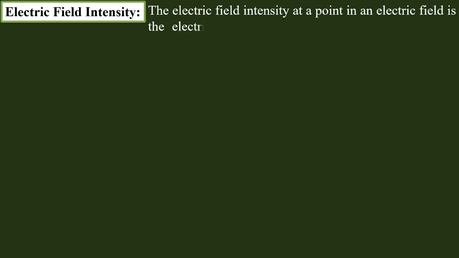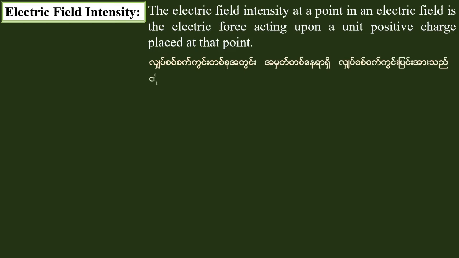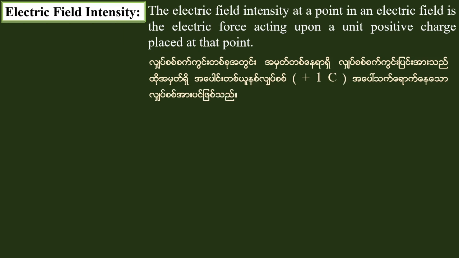The electric field intensity at a point in an electric field is the electric force acting on a unit positive charge placed at that point. This is a point, and the force acting on the unit positive charge, plus one coulomb, is the electric field intensity.